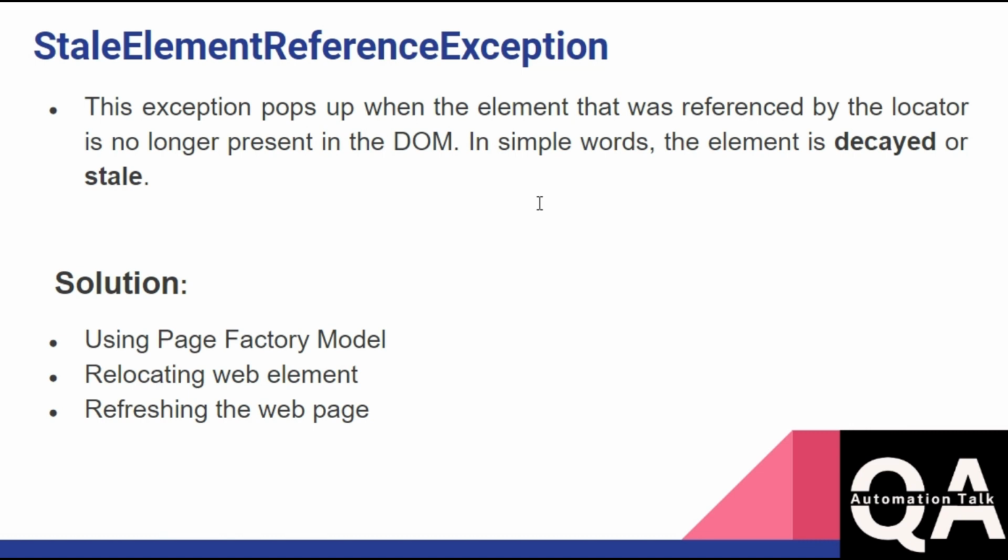So the simple solution is, if you're using the page factory model, every time you try to execute something on any element, it is going to freshly locate that element. Or you can relocate the same web element again and then try to perform whatever action you want. And the third option is you can refresh the web page so that the locator will be new, and you can relocate it and then perform the action on that. So let's move to the next exception.